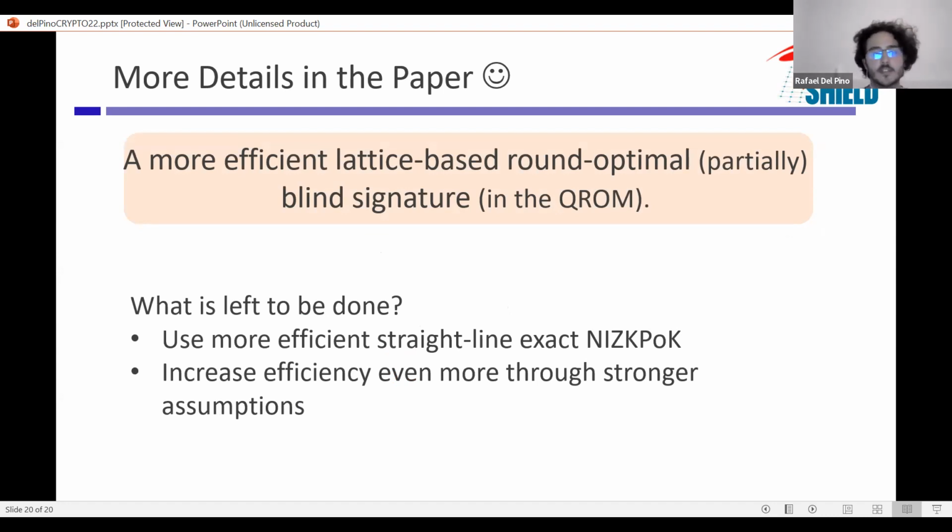The first thing to be done is to use the new, more efficient exact proofs, but that is in fact not as easy as just plugging them in, because combining exact proof and straight line extractability can be very complicated, and the proofs of security are rather complicated. So that's something we are going to do. Another idea would be to increase the efficiency of this construction through stronger assumptions, maybe not as strong as one-more SIS, but stronger than just standard assumptions. And that's it. Thank you for listening.